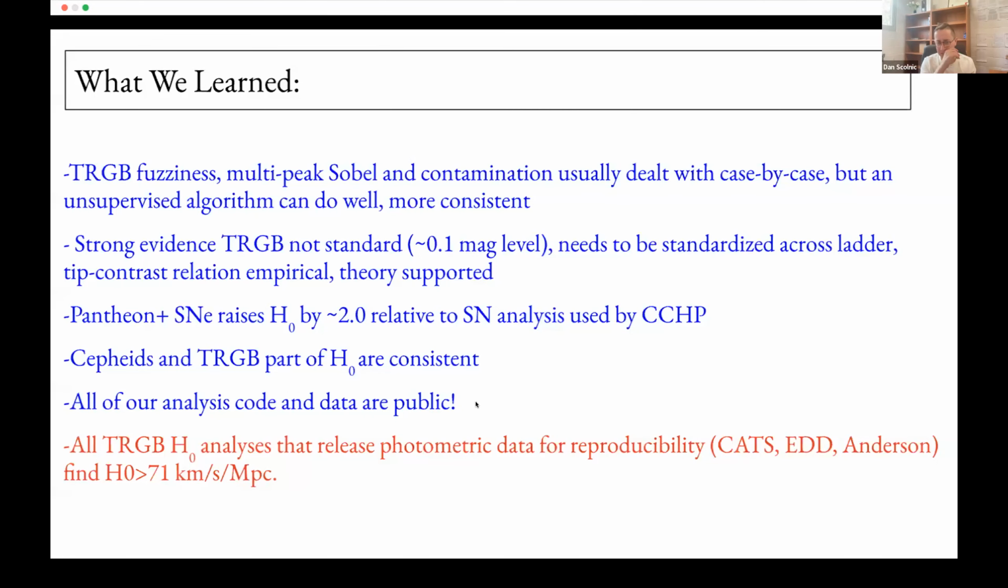Right. Part of the standardization is that we have to apply an algorithm to obtain the tip, and that algorithm can affect what we find for the standardization.